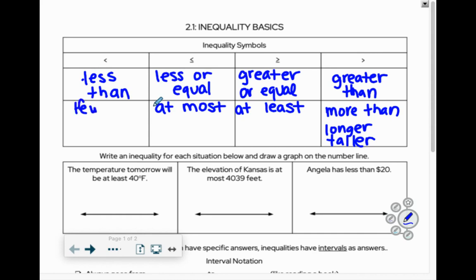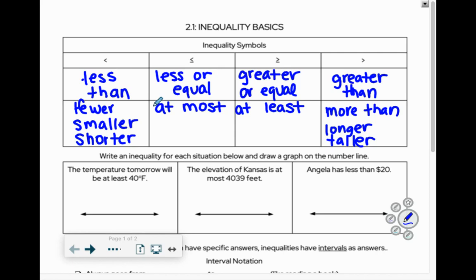Just like less than, it'll be fewer. I was about to write less than again. Smaller, shorter, things like that. These are just keywords that tell you which symbol to use. There's two more for the ones in the middle.